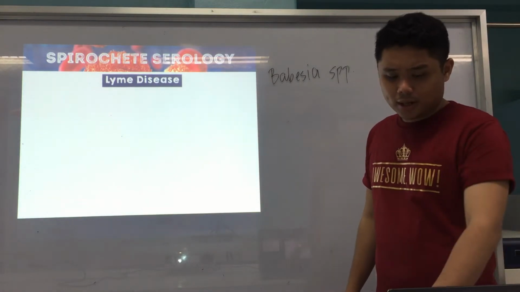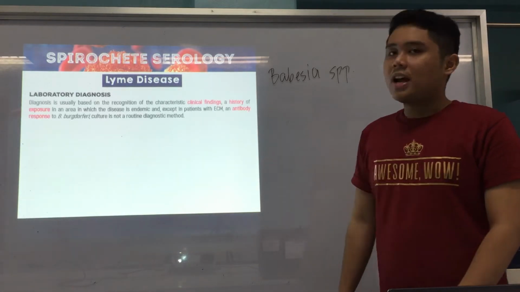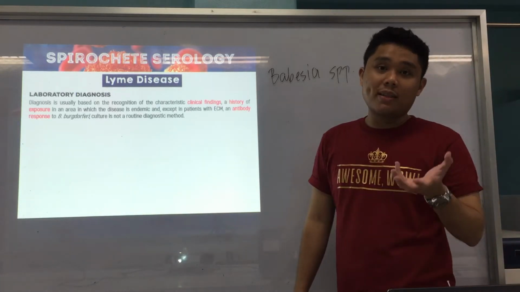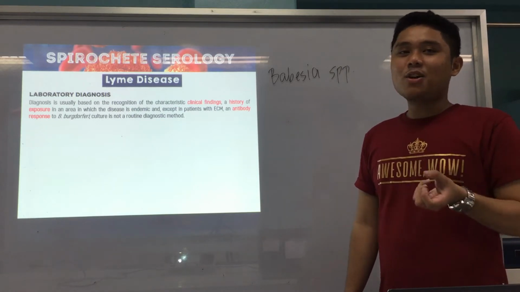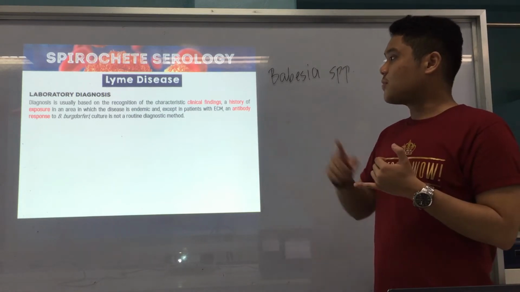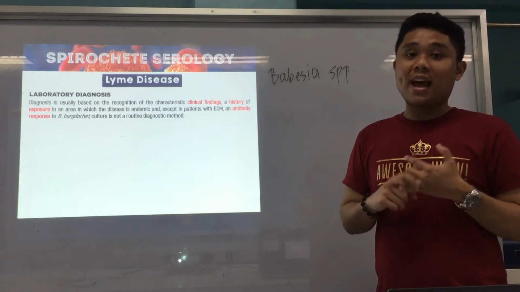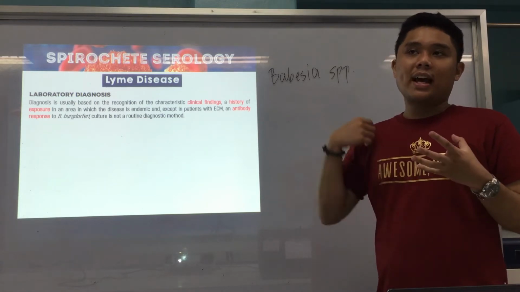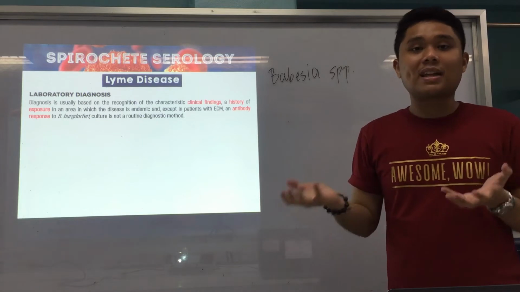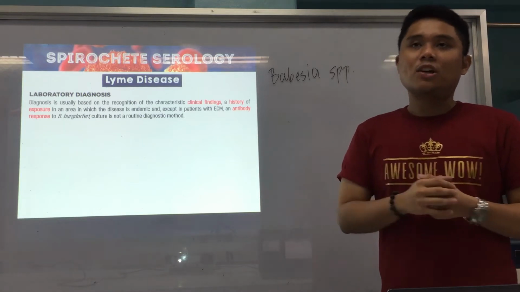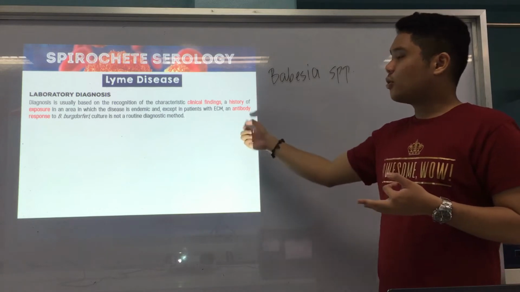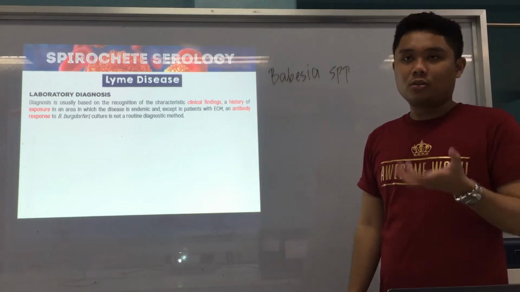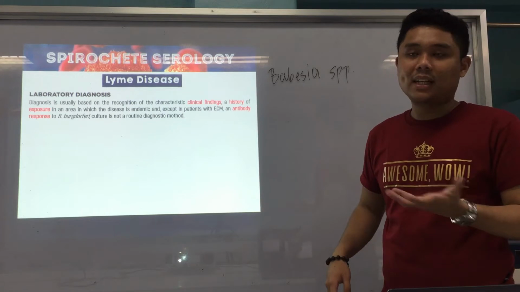Now we go to laboratory diagnosis. For diagnosis, because again, it's quite common in the US because they have the vector there, they have a lot of deer, it's usually a combination of clinical findings and a history of exposure in the area, especially if it's an area that is endemic for the ticks, endemic for the disease. So you need to look at the history. And aside from that, we also look at the antibody response. So we're detecting antibody, not the antigen.